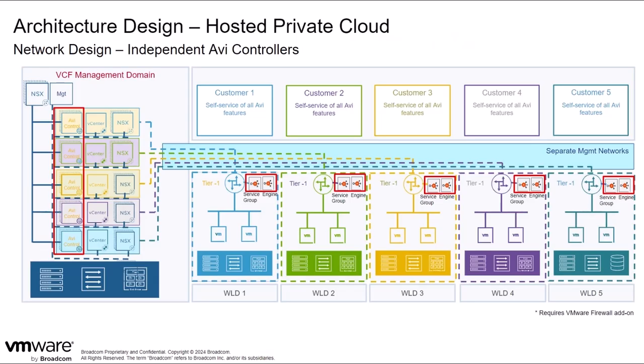This diagram shows the hosted private cloud model. Here you see the network design with independent Avi controllers per customer. VCD is not present in this architecture. Each tenant would have Avi controllers deployed for their workload domain, and each tenant would have at least one service engine group dedicated to their workload domain, but it could be multiple service engine groups. You deploy separate Avi controllers to keep consistency across the deployment model.